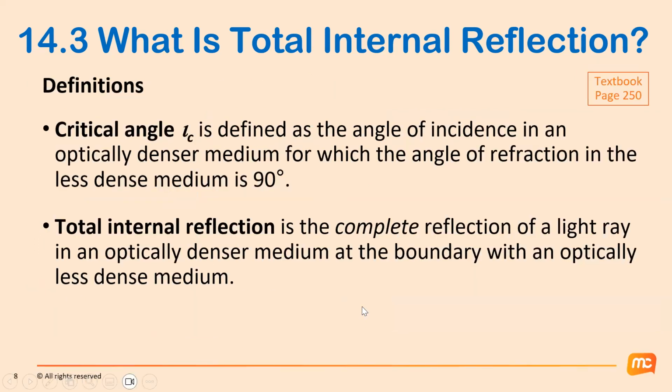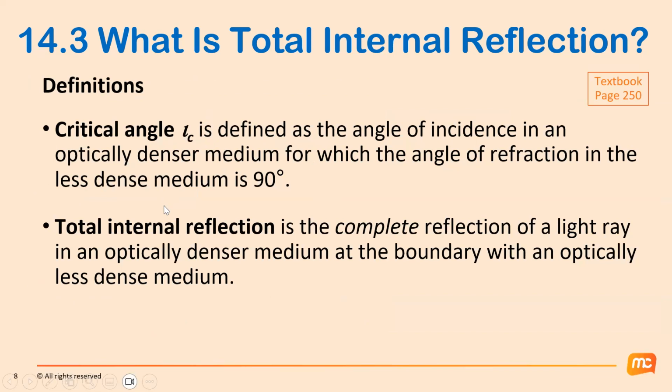So what are some of the important terms that you need to know for this chapter? What is critical angle and what is total internal reflection? You need to memorize them. It's very commonly asked in exams. So critical angle is defined as the angle of incidence in the optically denser medium for which the angle of refraction in the optically less dense medium will be 90 degrees.